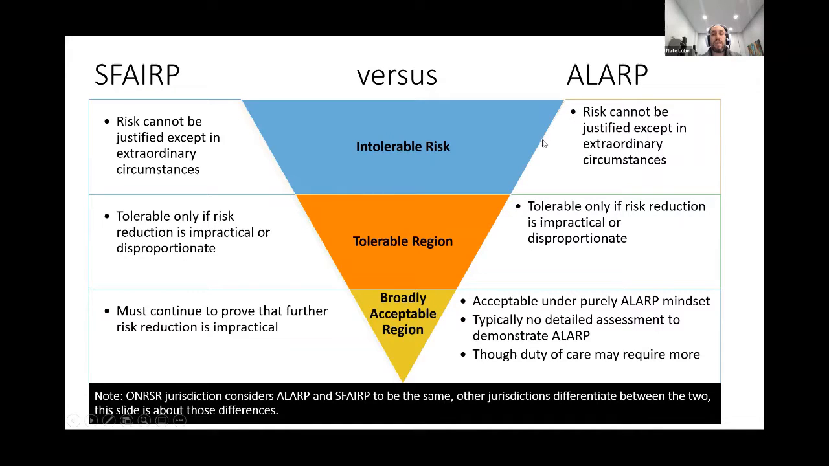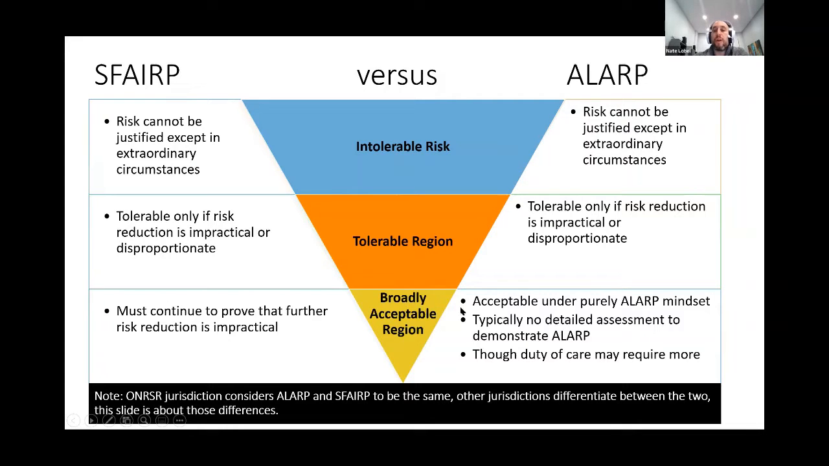So if we look at the risk process a bit, ALOP and SFAIRP are both similar, that if a risk is not tolerable, it's a very high consequence, very high likelihood, it can't be accepted unless there's something very extraordinary going on. As the likelihood and consequence is reduced, there's this region called the tolerable region, where you look at a risk, it's something that you could operate with, but you probably still want to reduce it. I would say that those two sections are typically the same under these two frameworks. It's this last section where things differ.